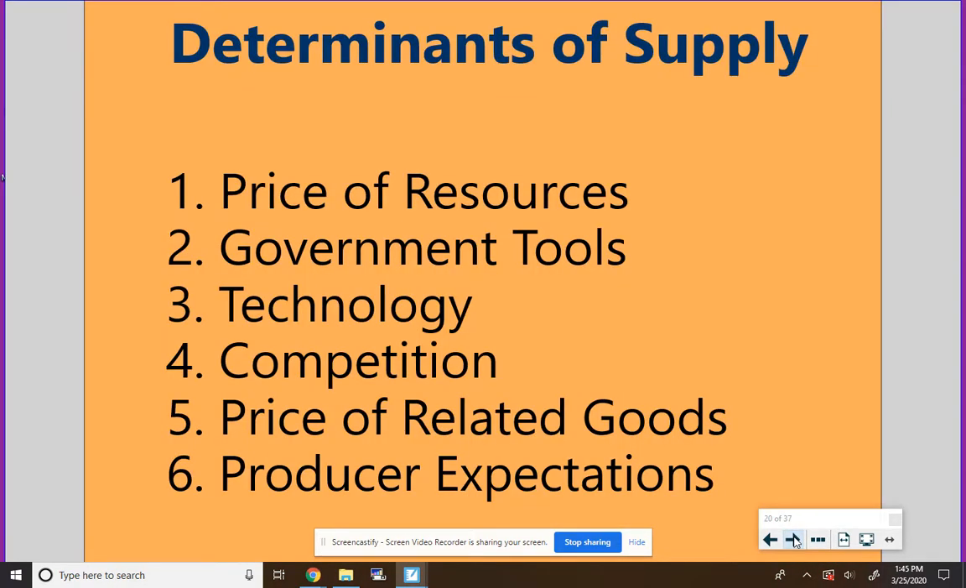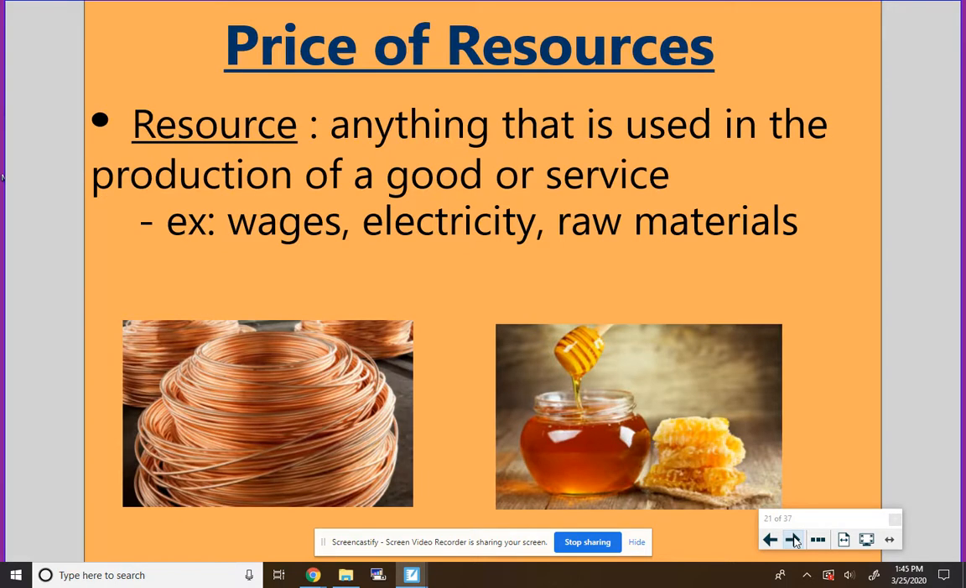So let's look at some of the determinants of supply. The first one is the price of resources. A resource is anything that's used to produce a good or a service. So here's my example: honey. You've probably heard about the disappearing bees and all these programs now to try to bring back the bees and having more flowers and things like that. Well, when the price of honey went up years ago, that's when Cheerios started to change.